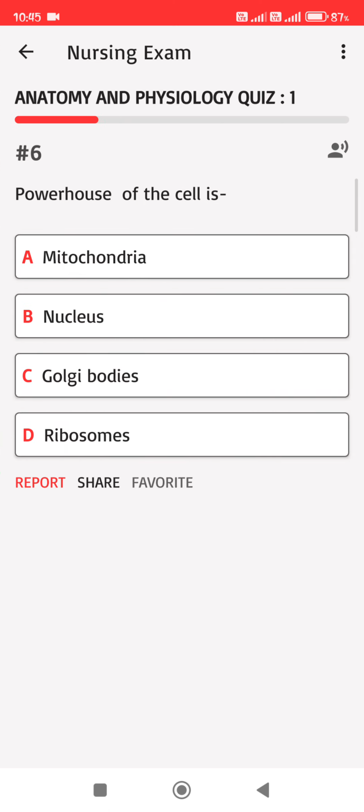Powerhouse of the cell is A. Mitochondria, B. Nucleus, C. Golgi bodies, D. Ribosomes. Correct answer: A.